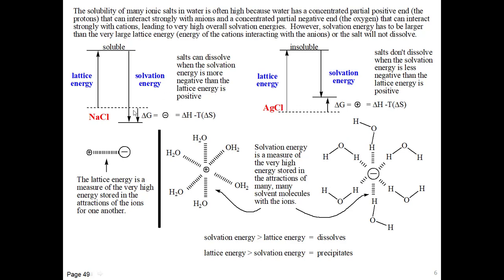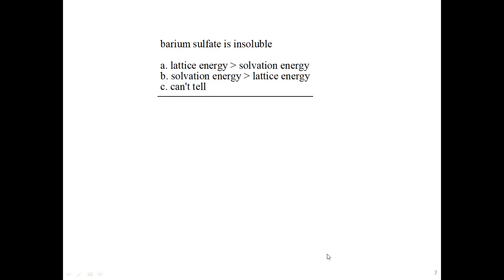These are small differences between two very large values. In one case it's negative, in the other case it's positive. So this is not going to be favorable. So if the solvation energy is bigger, that's good for dissolving. So something should dissolve like sodium chloride. But if the lattice energy is bigger than the solvation energy, that's not good for dissolving, and so it should precipitate or not even dissolve.